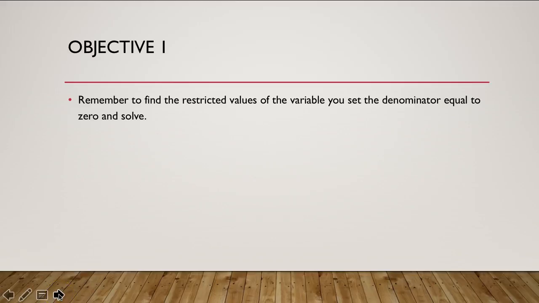Objective 1, remember to find the restricted values of the variable you set the denominator equal to 0 and solve. So for t over t squared minus 16, you set the denominator t squared minus 16 equal to 0. Now either factor or set t squared equal to 16 and solve.